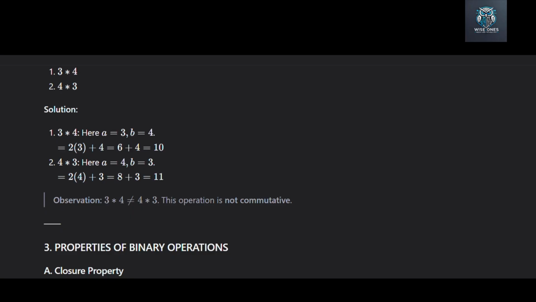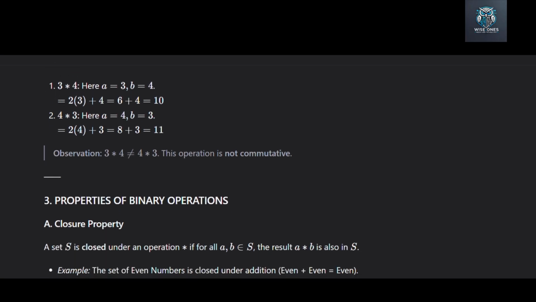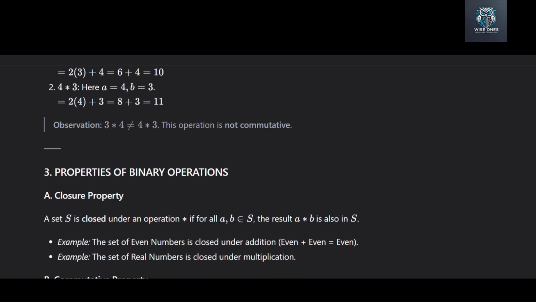Now look at the observation. 3 star 4 gave us 10. 4 star 3 gave us 11. 10 does not equal 11. This means the order matters. This operation is not commutative. We will talk more about that soon.